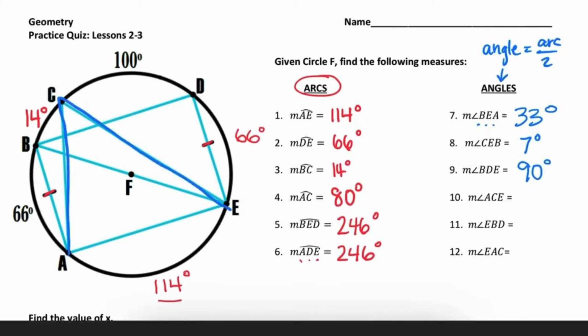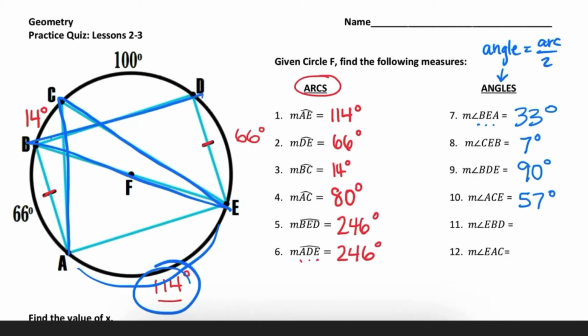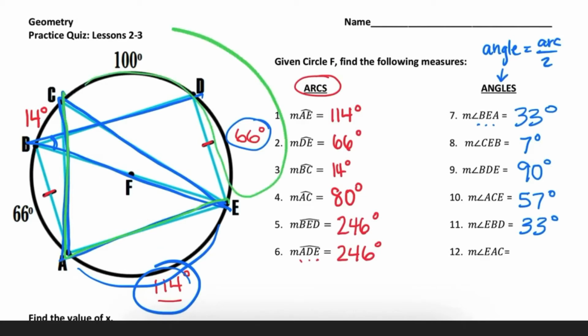From A to C to E, that is intercepting the 114 degree arc. 114 divided by 2. E to B to D. E, B, D. The angle over at B opening up to the 66. And E to A to C is opening up to this entire arc. 166 divided by 2 would be 83 degrees.